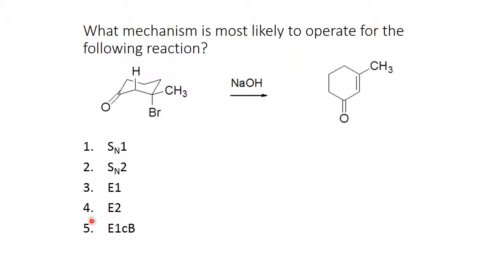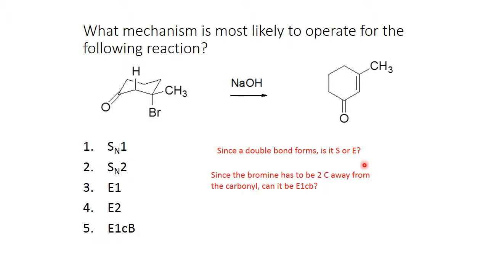You do have base, but we've got E1CB occurring because you've got that carbonyl there. So, since the double bond forms, is it substitution or is it elimination? Well, it's definitely elimination. Since the bromine has to be 2 carbons away from the carbonyl, can it be E1CB? Since base is present, which one's more likely?